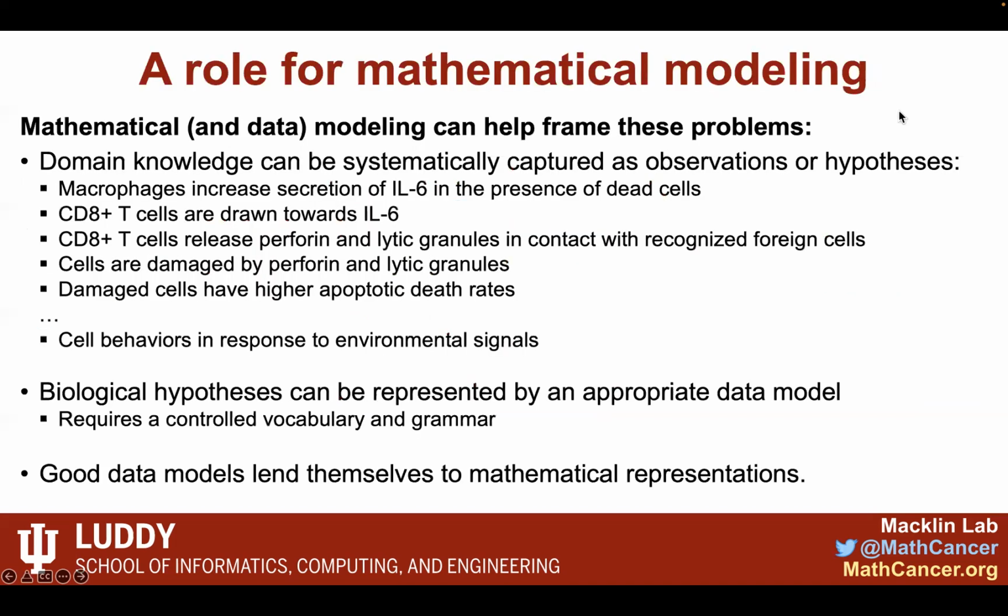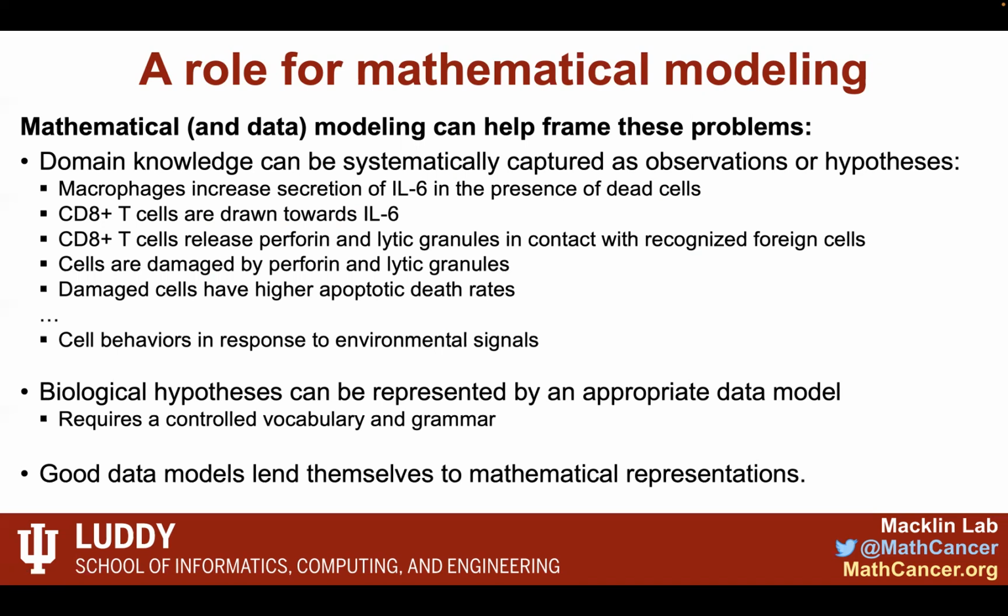And so this is really, I hope, where as mathematicians we can play a clear role, as mathematical and data modeling can help to frame these problems a little bit more precisely. That domain knowledge capture can really be thought of as trying to make small, simple, and clear observations and hypotheses. For example, macrophages may increase secretion of a pro-inflammatory factor like IL-6 in the presence of dead cells. Or CD8 positive T cells may be drawn chemotactically towards IL-6.